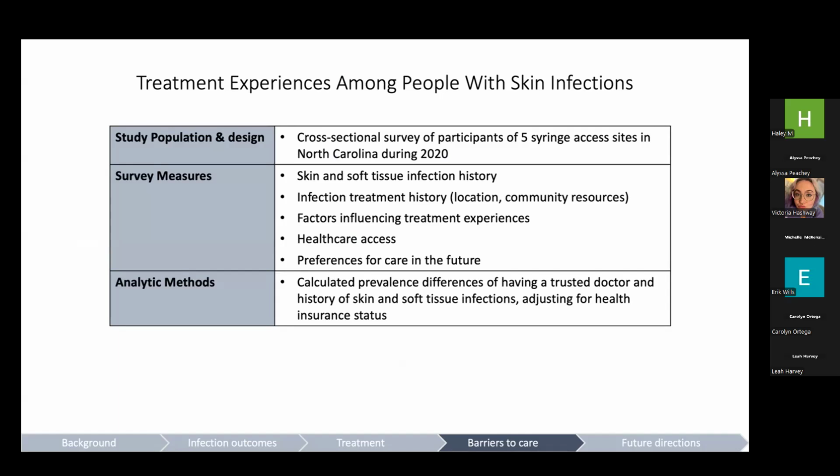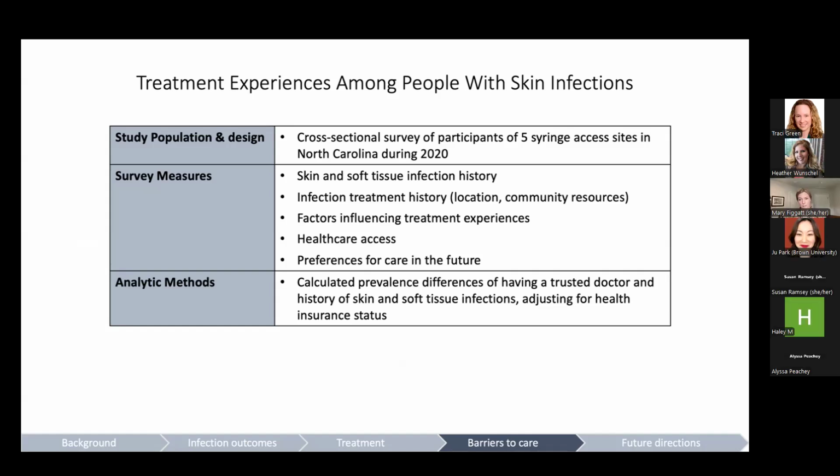So there were a lot of different things going on. And one of the things that they really highlighted was just how many people were coming in with skin infections and how much it had seemed to be changing during that time. So with them, we developed a survey, getting at some of the questions that they had been noting among their participants as some of the major concerns. And we worked with 5 different syringe service programs across the state to administer this cross-sectional survey.